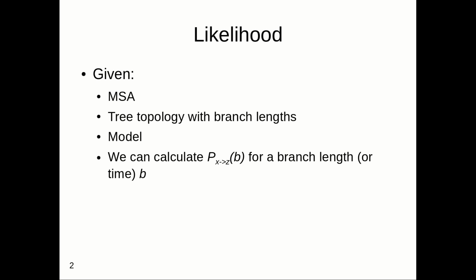calculate the transition probability matrix, so the probability of a nucleotide state X changing into a nucleotide Z within time B, which is just like a branch length or the time. So we assume that this transition probability matrix that is essentially defined by our model is given, and that we can compute the transition probabilities for any positive value of B.